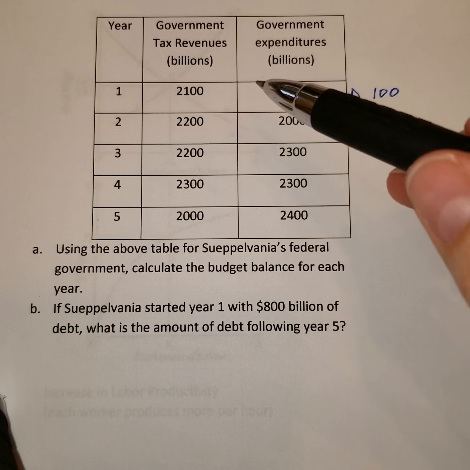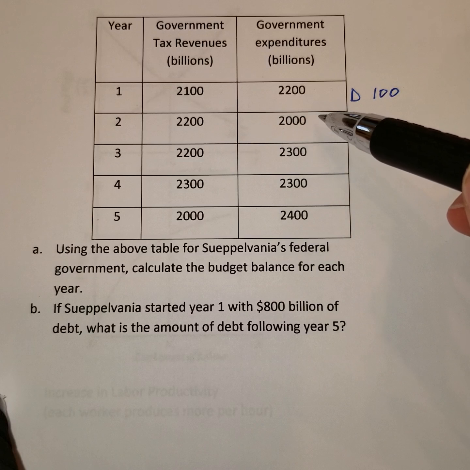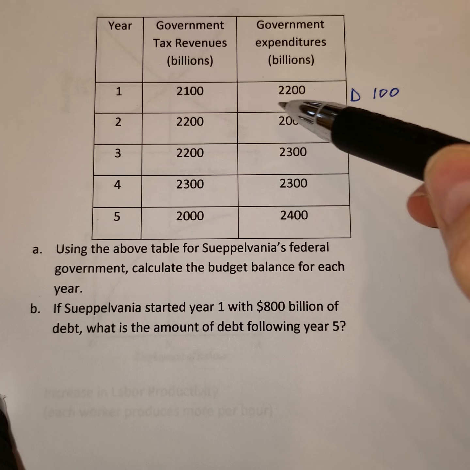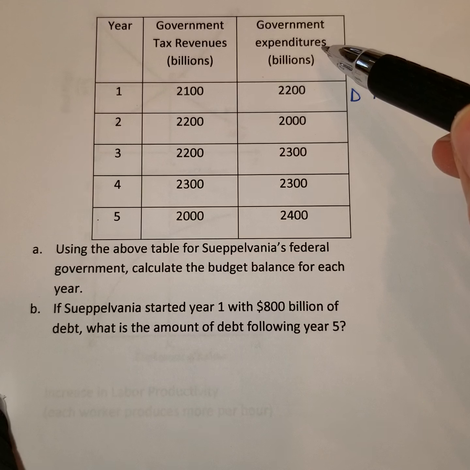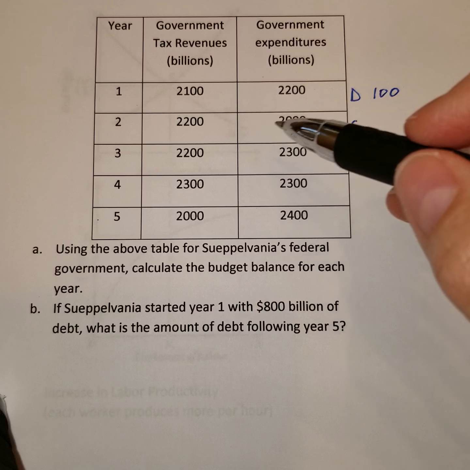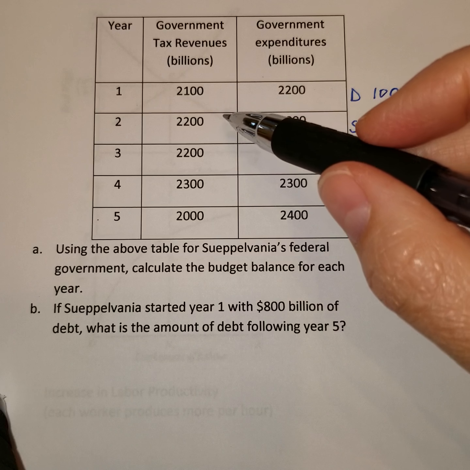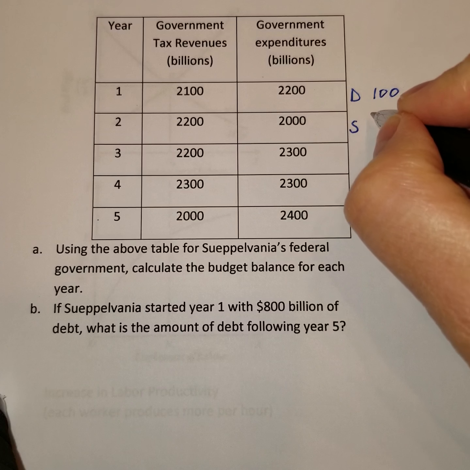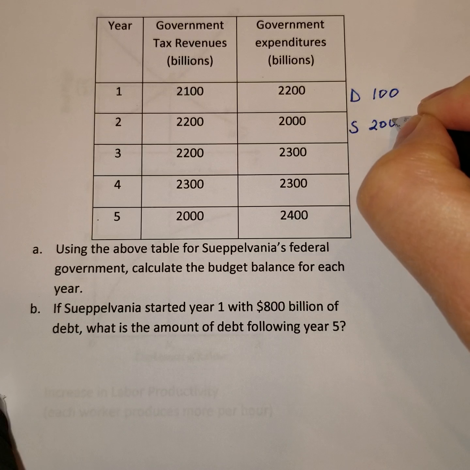Okay, for year two, we have revenues of 2,200 and expenditures of 2,000. So revenues are now greater than expenditures. So now we have a surplus. And we want to find the magnitude. It's just the difference. So 2,200 minus 2,000 is 200.